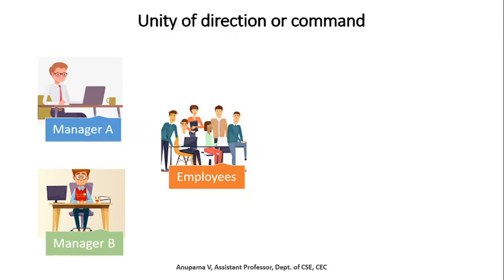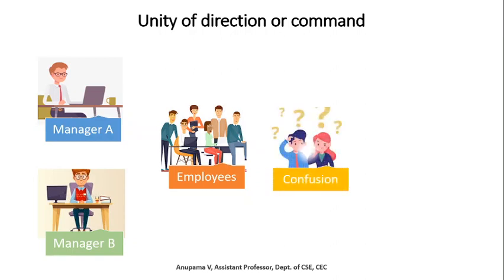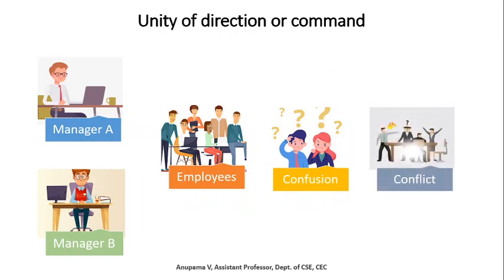When these employees receive instructions from both manager A and manager B, this results in confusion and conflict among the employees. Hence, they cannot put their 100% effort into their work. Hence, the unity of command principle states that a subordinate should receive instruction from only one superior at a time. If he receives instructions from more than one superior at the same time, it will create confusion, conflict, and disorder in the organization. And also, he will not be able to prioritize his work.